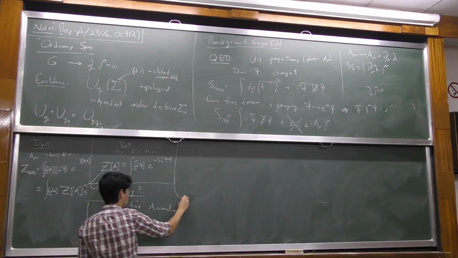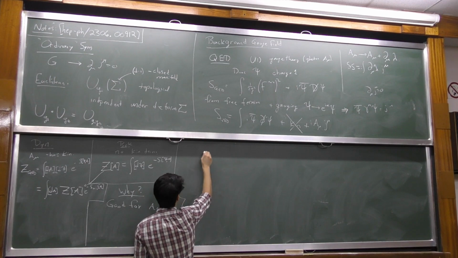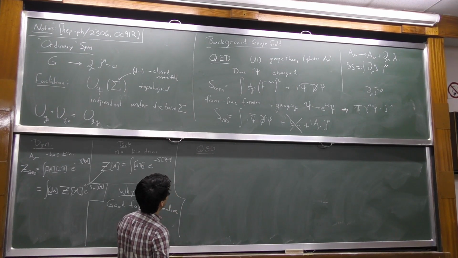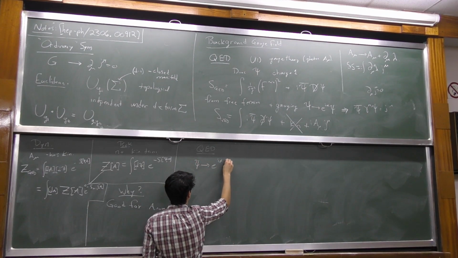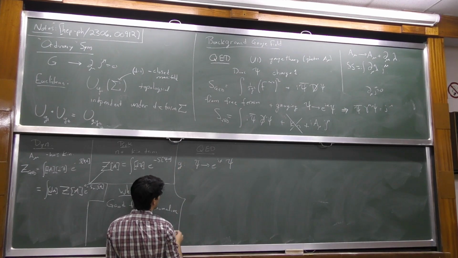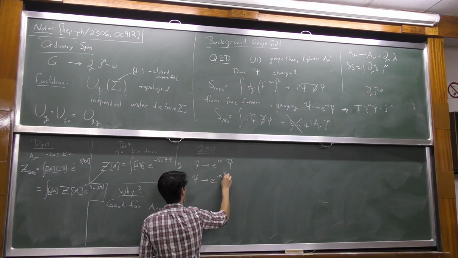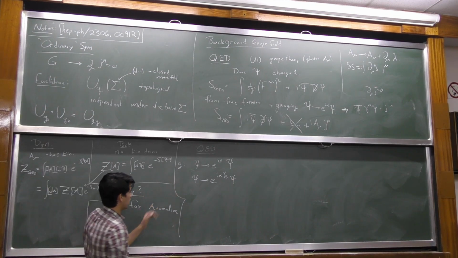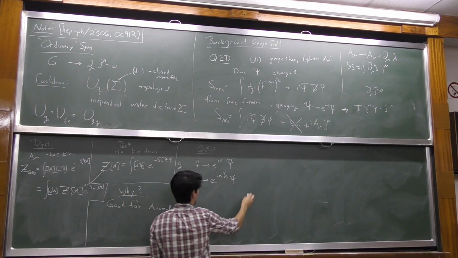Okay. So let's review it for anomalies. Let's keep going with this example of QED. As we know, there's the gauge symmetry, but there's also the chiral symmetry. And this is only a classical symmetry.